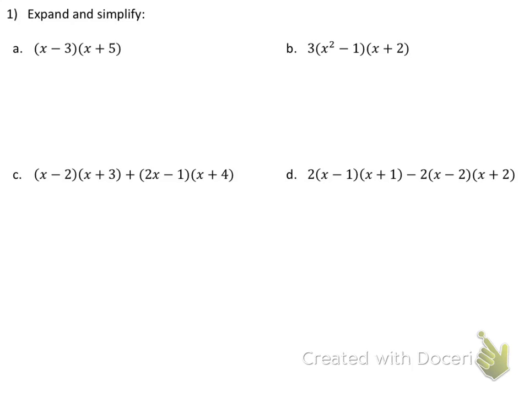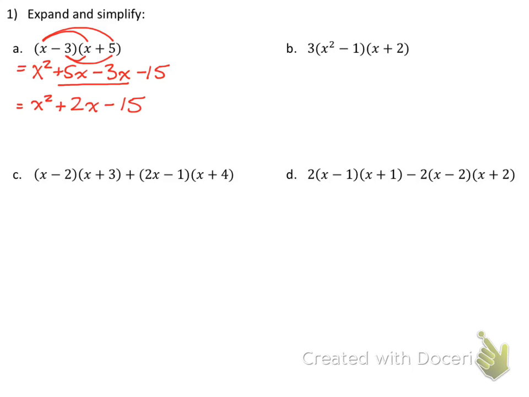So remember, to expand and simplify, we have to multiply each part of the bracket to each part of the other bracket. So that means x times x is x squared, x times 5 is 5x, negative 3 times x, negative 3x, and then minus 15. And then we collect like terms, and we end up with x squared plus 2x minus 15.